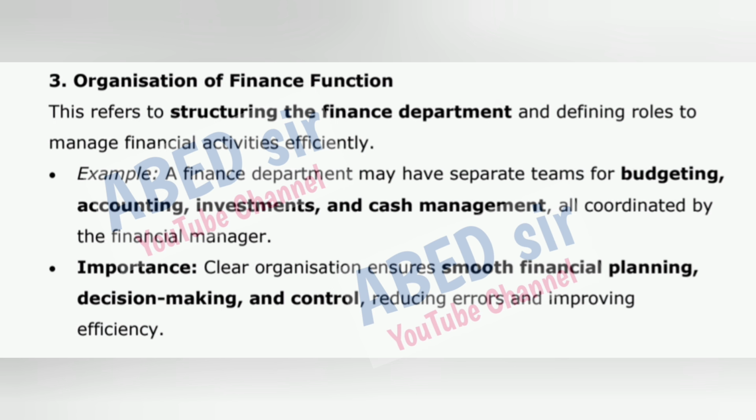3. Organization of finance function. This refers to structuring the finance department and defining roles to manage financial activities efficiently. Example, a finance department may have separate teams for budgeting, accounting, investments, and cash management, all coordinated by the financial manager. Importance: clear organization ensures smooth financial planning, decision-making, and control, reducing errors and improving efficiency.